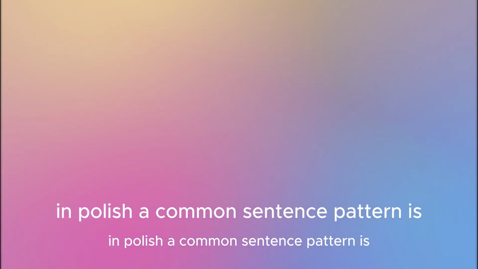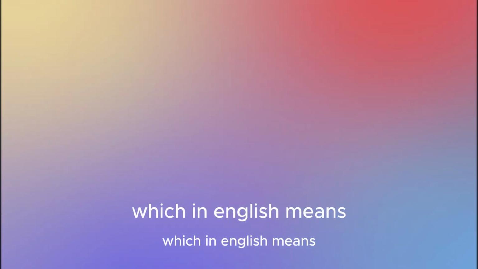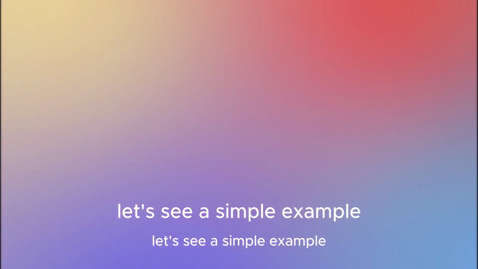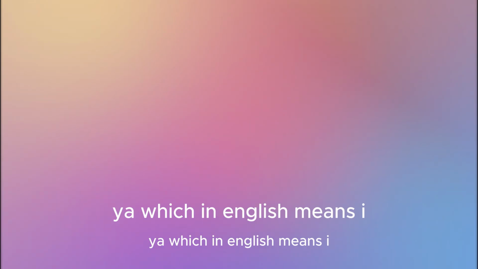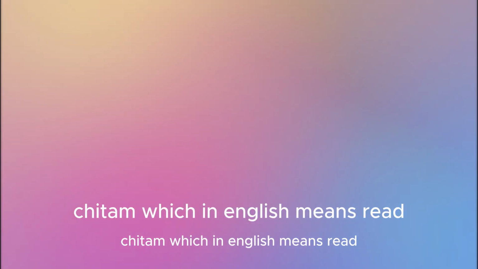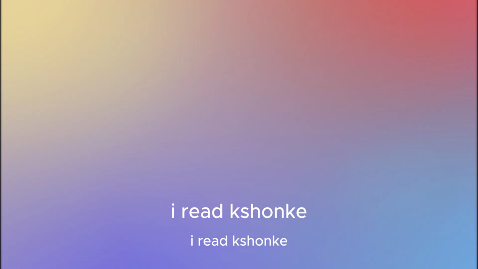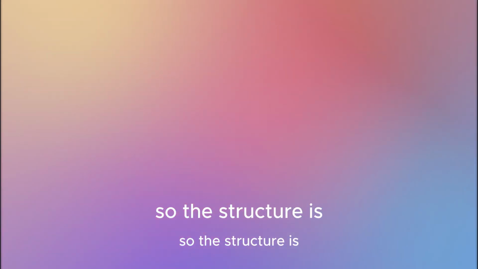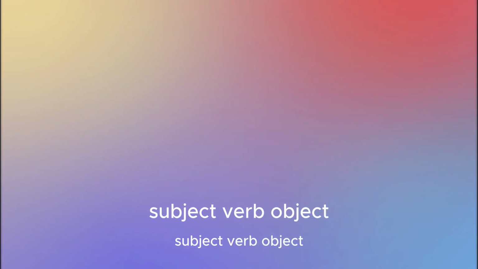Let's begin. In Polish, a common sentence pattern is podmiot plus orzeczenie plus dopełnienie, which in English means subject plus verb plus object. Let's see a simple example. Ja czytam książkę, which in English means I read a book. Break it down. Ja, which in English means I, czytam, which in English means read, I read, książkę, which in English means a book. So the structure is subject, verb, object.